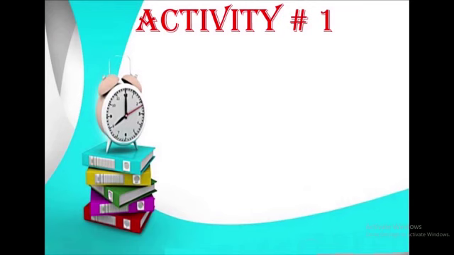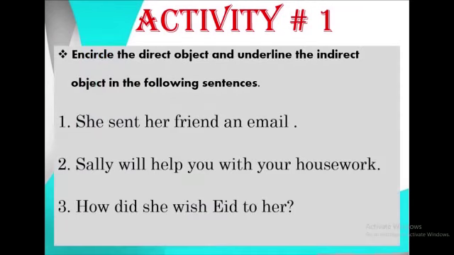Let's do an activity. Encircle the direct object and underline the indirect object in the following sentences. So before doing that, let's have a recap of this. Direct object gives the answer of what or whom. And indirect object gives the answer of to whom or for whom.